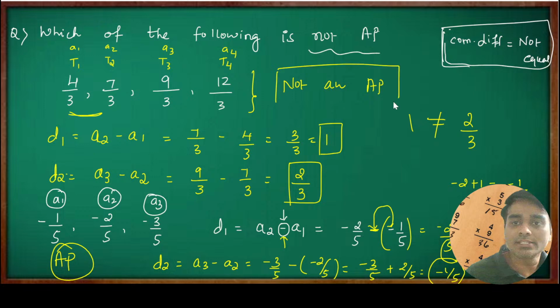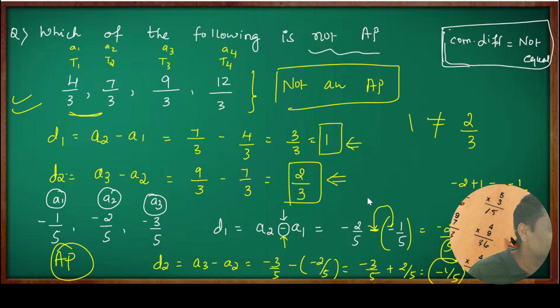This sequence is not an AP, the first one that we did, because the common differences were not matching. They were not equal. This is the concept. Got it? So remember, this type of question will also be asked. Let's take the next one.